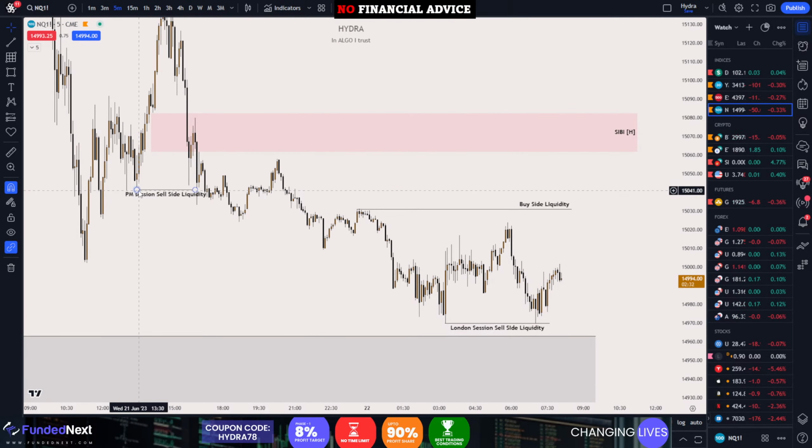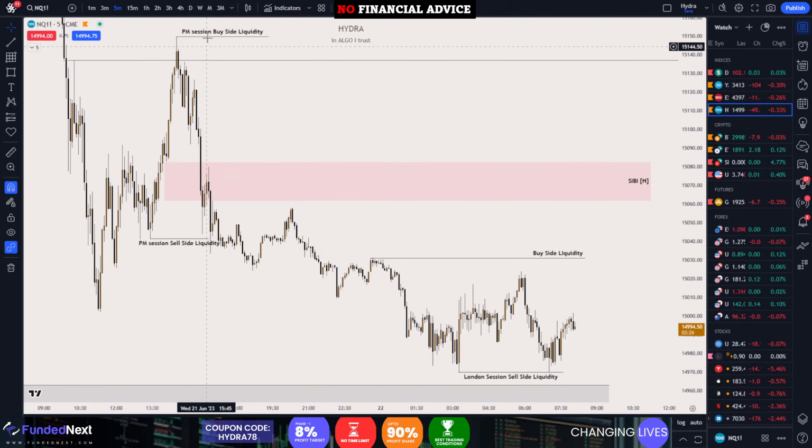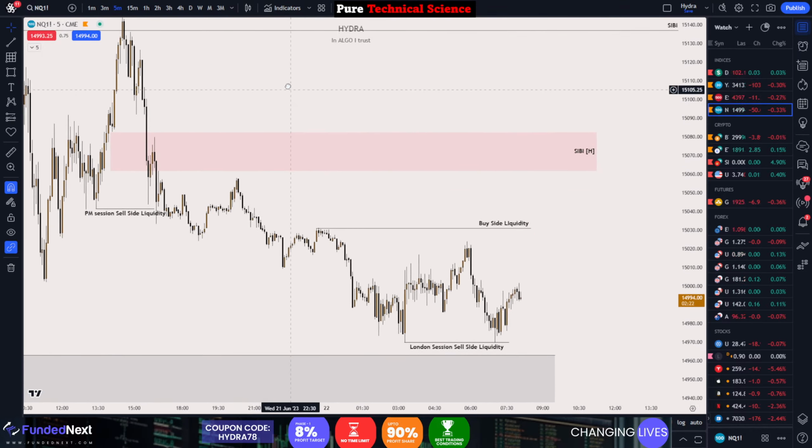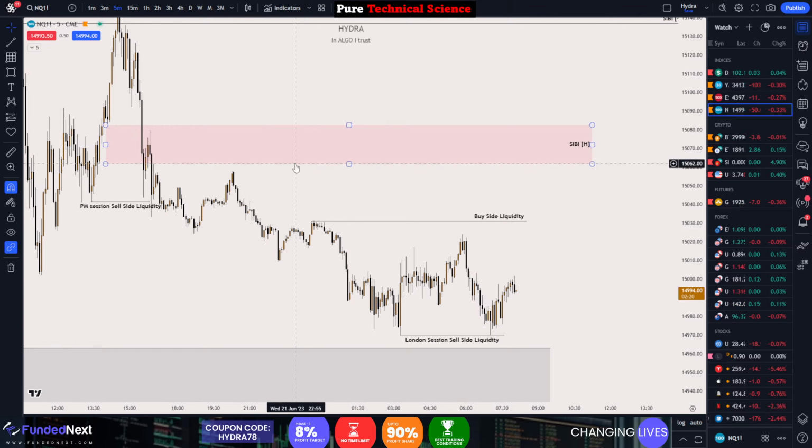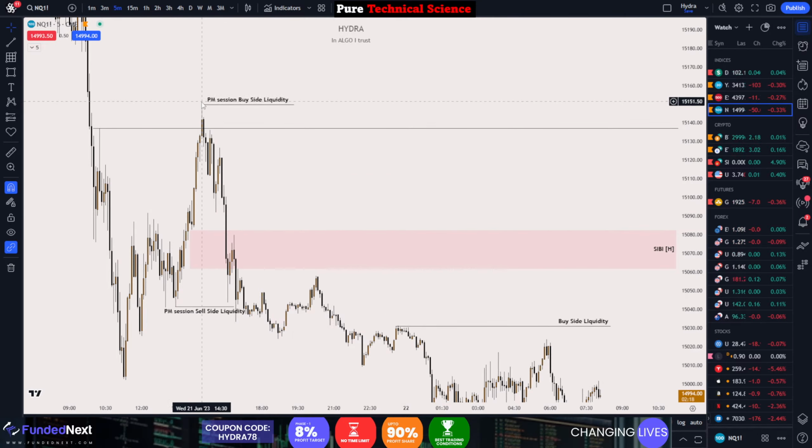This was our PM session low. That's where we stopped trading yesterday on the regular trading hours. And this was our PM session buy side liquidity. That's what I'm targeting. I hope you understand the whole logic. And I don't need price to come all the way up here.